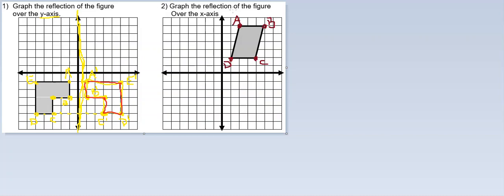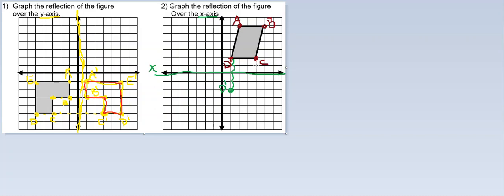In example 2, it says reflect this figure over the x-axis. So I know my x-axis is this horizontal axis. I'm going to highlight it in green. I can see that's my x-axis, my horizontal axis. So now I can count how many spots away each point is. So D right here I can see is 1, 2 spots away from the x-axis. So I want to go 2 spots away, 1, 2 from the x-axis in the opposite direction. And that would be my new point, which is D prime.